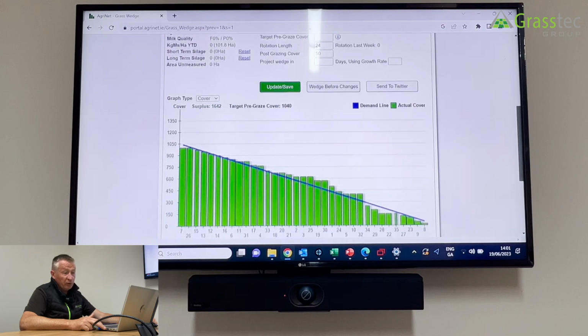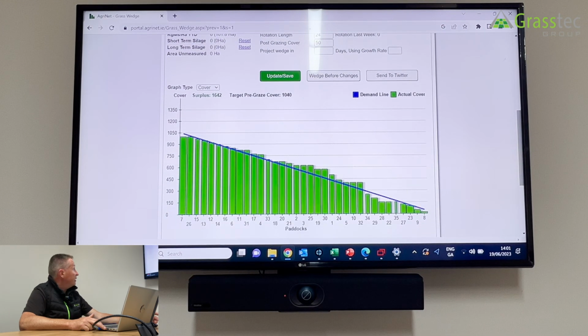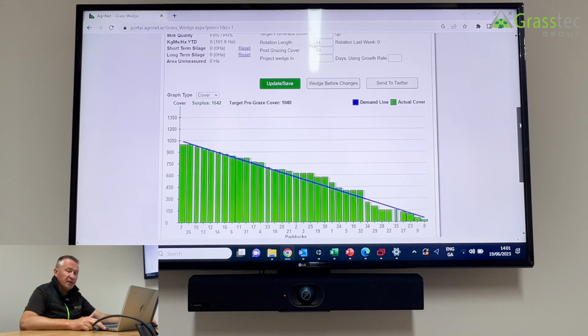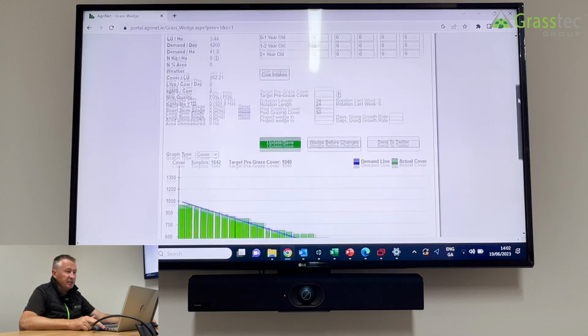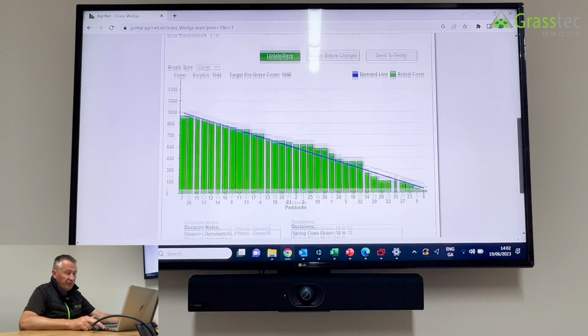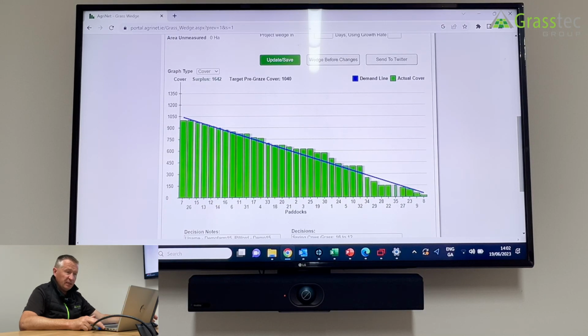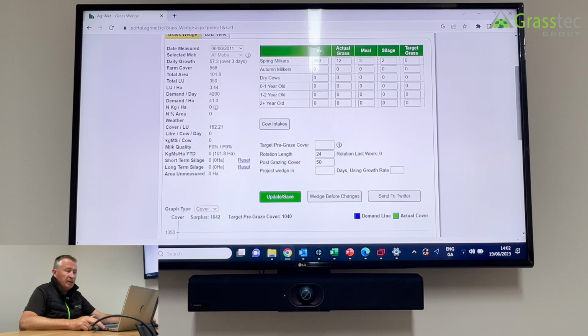So I'll just give you a quick look at the grass wedge itself. At first glimpse, that looks fine. Invariably the blue target line is matching the grass supply in this situation. But this is a wedge that was adjusted about 10 days ago, let's say, to cope with this low growth. And what we can see in here is that for the farmer to make it fit 10 days ago, he increased the rotation length up to 24 days because his growth was low.